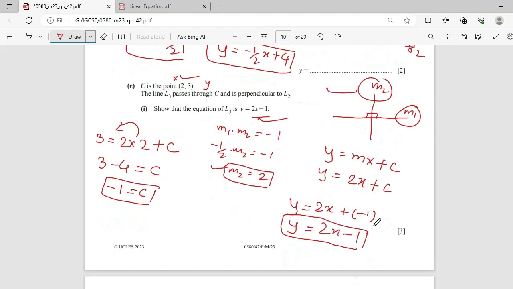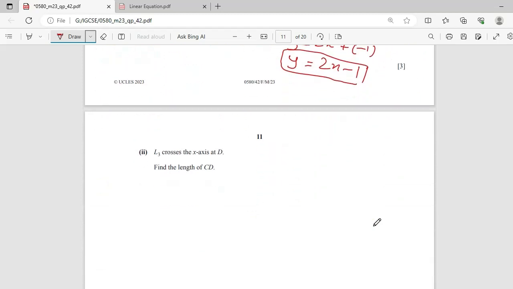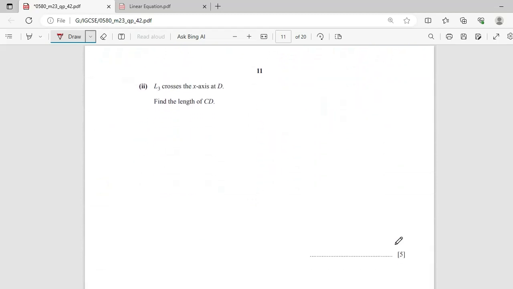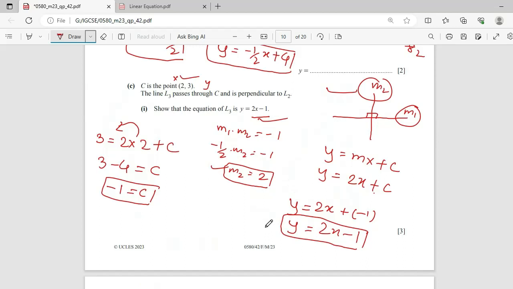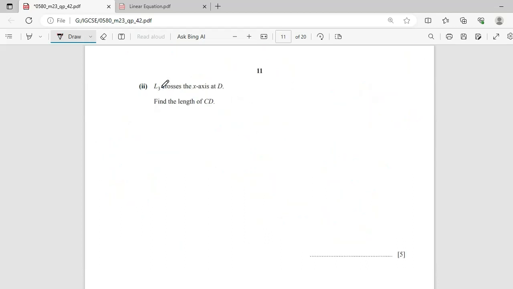Okay. Now moving to the second part of this one, which is for 5 marks. L3 crosses the x-axis at D. Find the length of CD. Now L3 is a line which we already have. So moving to question number 3, where L3 crosses the x-axis at D, find the length of CD.